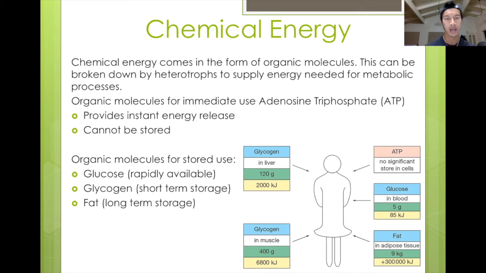If it wants to store energy, it has to use different organic molecules to do that. The one that is rapidly available is glucose. For short-term storage in animals, there is glycogen, and long-term storage in animals is fat. Starch is the plant equivalent for short-term storage. Here is a diagram to show the different amounts of energy that each one contains. 5 grams of glucose contains about 85 kilojoules, whereas 120 grams of glycogen contains about 2,000 kilojoules in the liver, and then more in the muscles. Finally, 9 kilograms of fat contain over 300,000 kilojoules of energy.